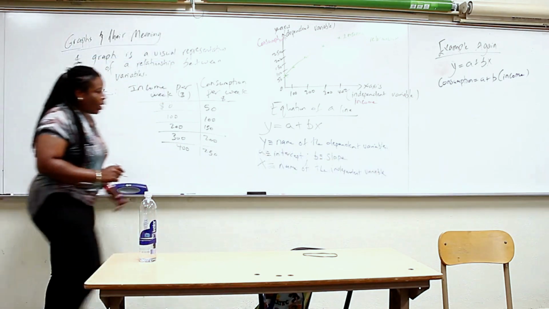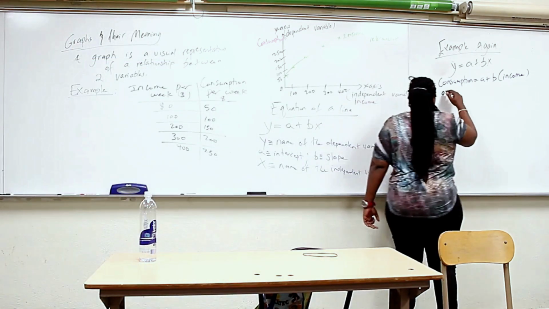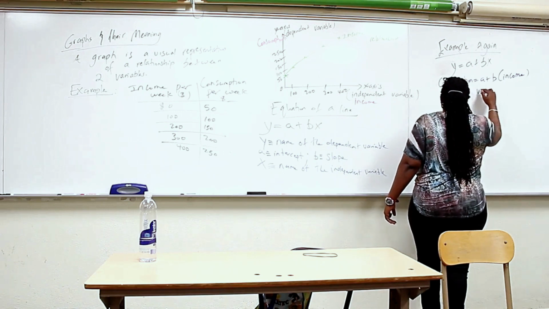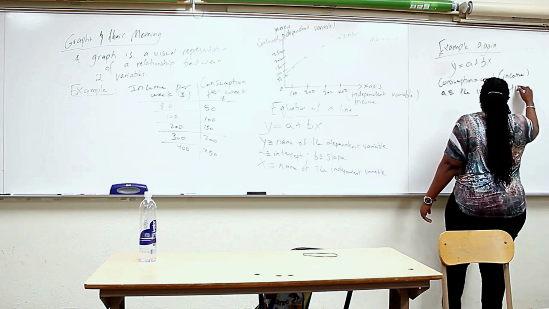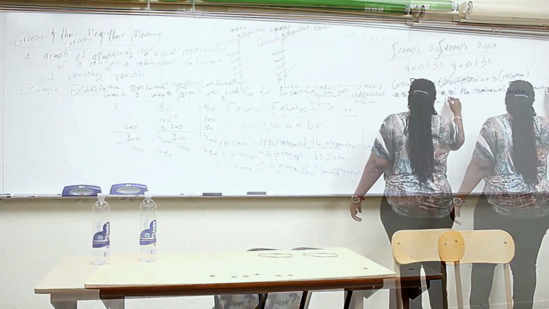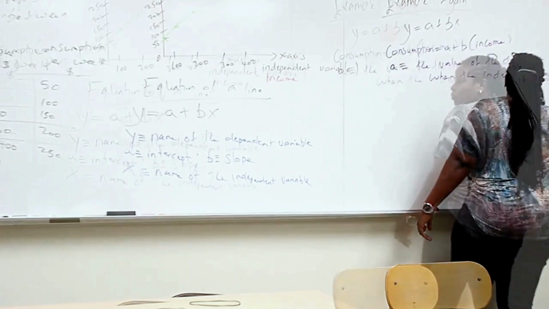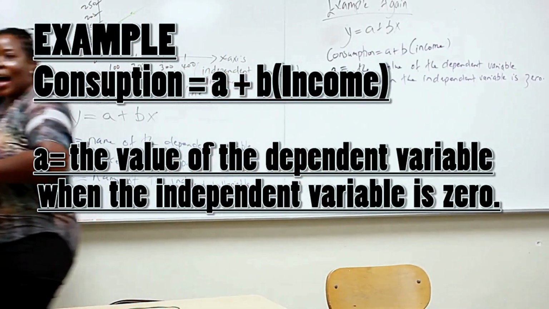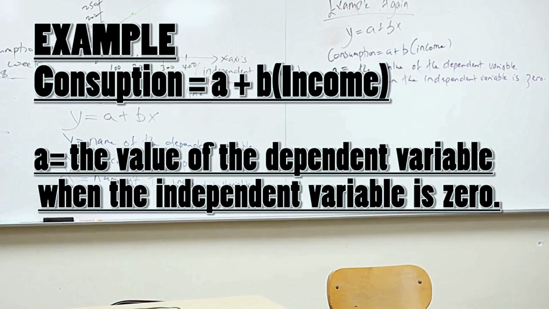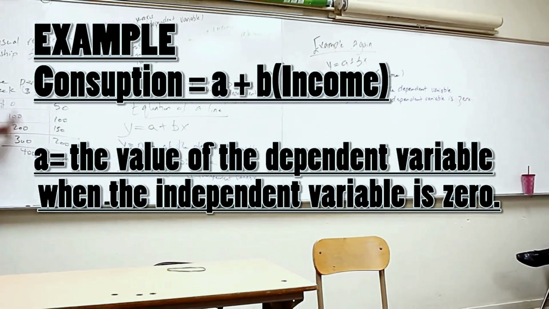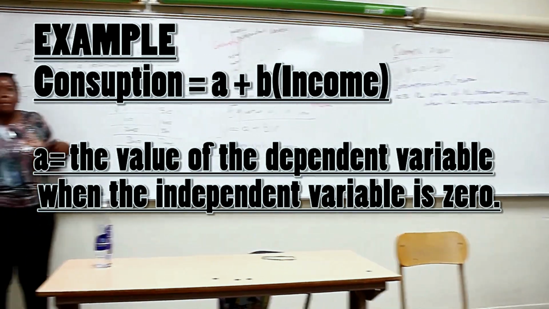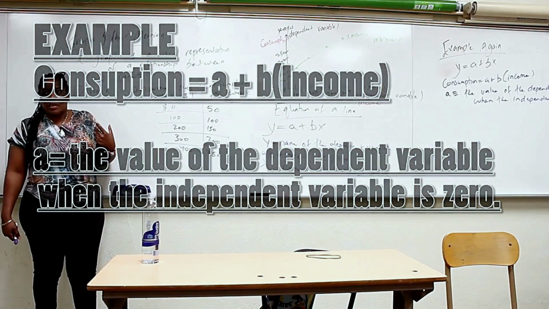Now the a, let's do that one. Let me do that definition first. This is the value of the dependent variable when the independent variable is 0. So the a is the value of the dependent variable when the independent variable is 0. That's how you figure out the a. So look at your independent variable, and where it's 0, pick up the value of your dependent variable.